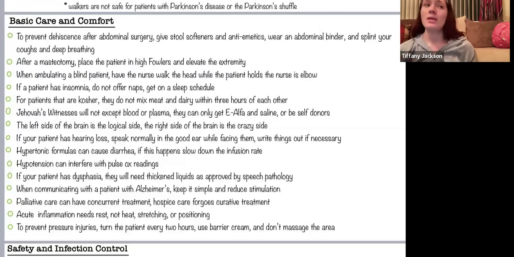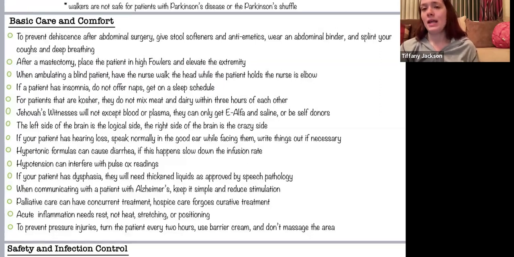We don't want them vomiting. Again, that increases pressure to the area. So we're going to give antiemetics. We teach them to wear their abdominal binder and splint the incision for coughs and deep breathing by placing a pillow over the incision site and holding it tight. If your patient has had a mastectomy, they must be in high Fowler's, and we will be elevating that extremity.